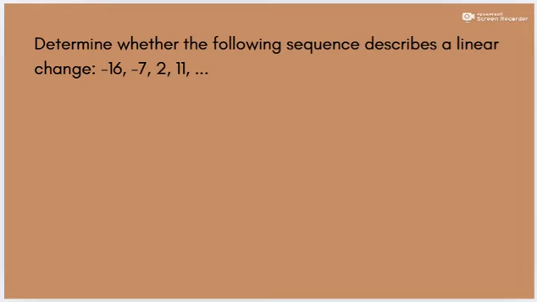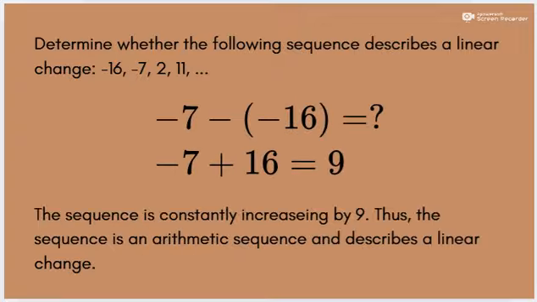Determine whether the following sequence describes a linear change: negative 16, negative 7, 2, and 11. We will work through this one together as well. The first thing we need to do is find out if the rate of change is the same for all of these different numbers. So we're going to take 2 numbers that are next to each other. I did this wrong. You're supposed to take negative 7 and subtract 16, but whatever, we'll do it like this. And we see that the rate of change is 9.